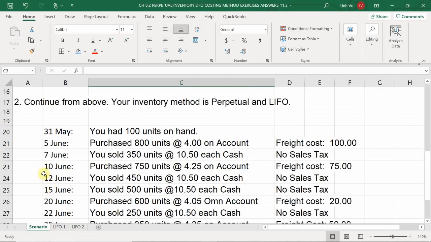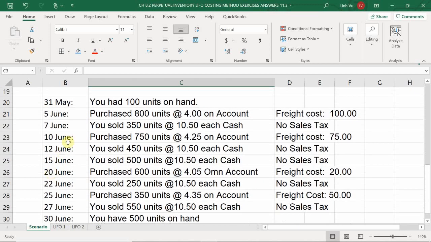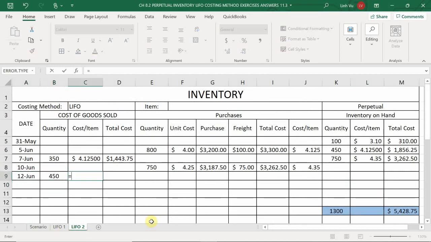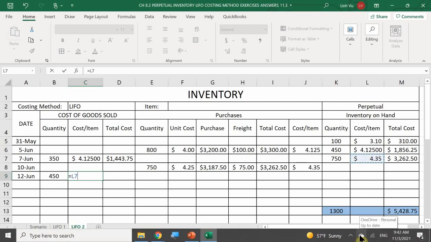Then on June 12th, you sold 450 units. Now, which batch of inventory am I going to take out from next? The 750, right? The batch that we just recently purchased. So in this case, let's calculate it, because the 750 definitely has enough to cover all 450 items.